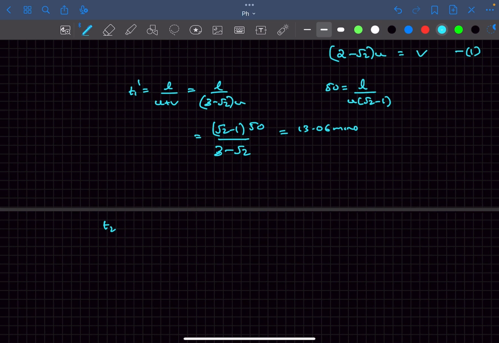Now the value of T2 dash will be L divided by root 2 U plus V, and this will come out to be L divided by 2 U, which is 25 times square root of 2 minus 1, and after calculation this comes out to be 10.355 minutes.